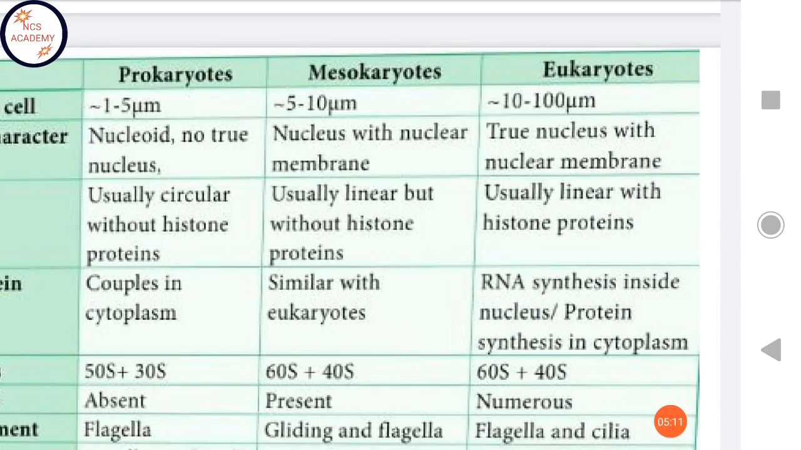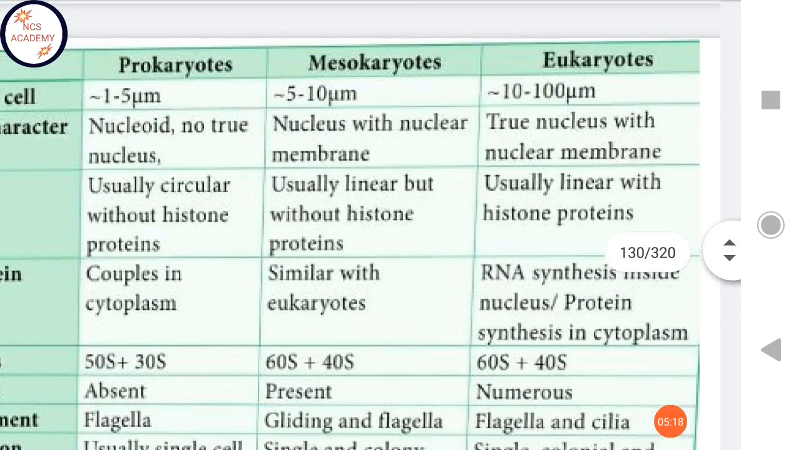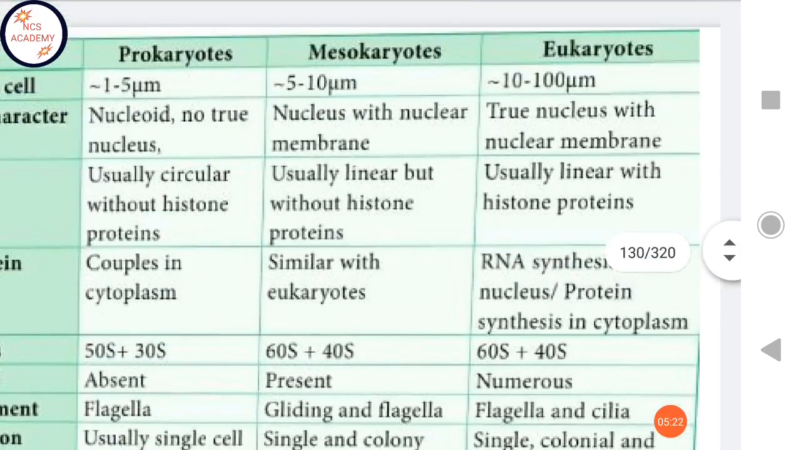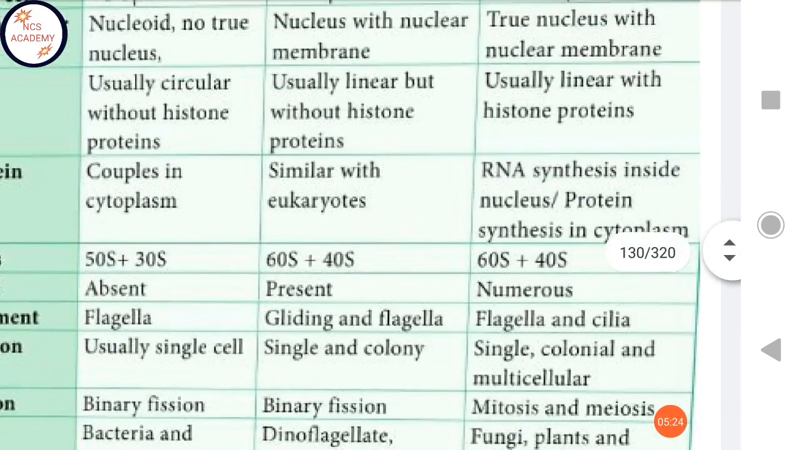Likewise, one more important point: in between the prokaryote and eukaryote, you can see that mesokaryote is also there. The question asked is to write the difference between these two only. You have to go through this table and find the points and write carefully.